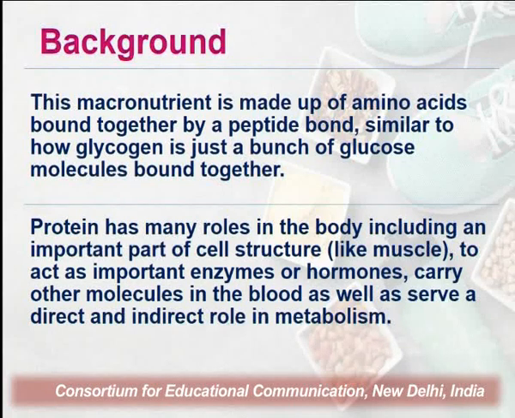Now this macronutrient is made up of amino acids bound together by a peptide bond, similar to how glycogen is just a bunch of glucose molecules bound together. Protein has many roles in the body, including being an important part of cell structure, acting as important enzymes or hormones, carrying other molecules in the blood, as well as serving a direct or indirect role in metabolism.